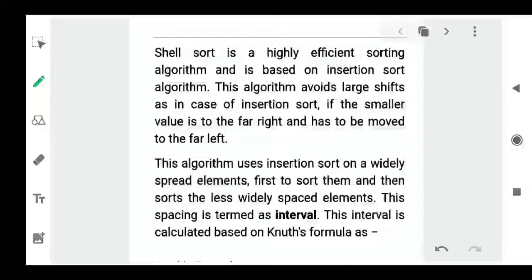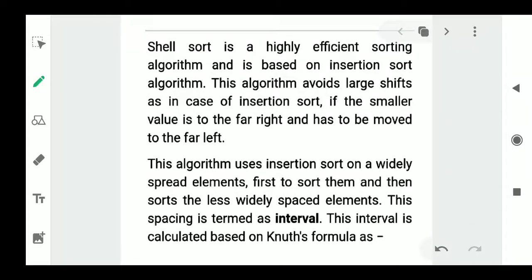In this video lecture, we are going to discuss the shell sort algorithm. We have seen many sorting algorithms. Each sorting algorithm uses a different method for sorting all the given elements. Similarly, shell sort also has a method that it follows.